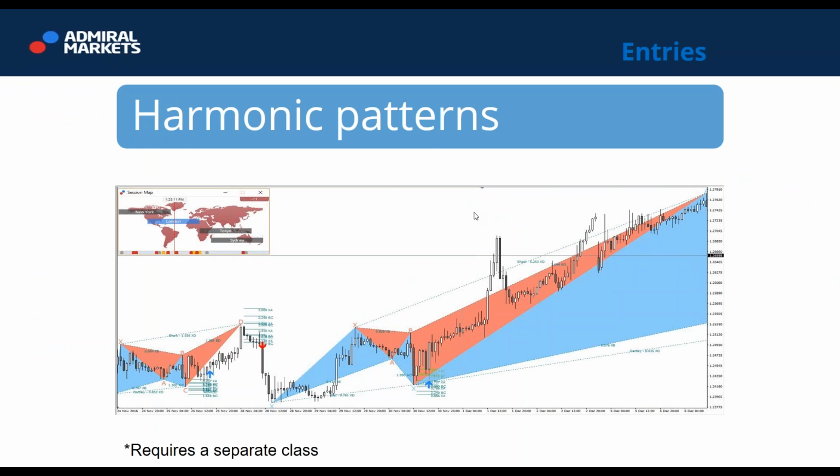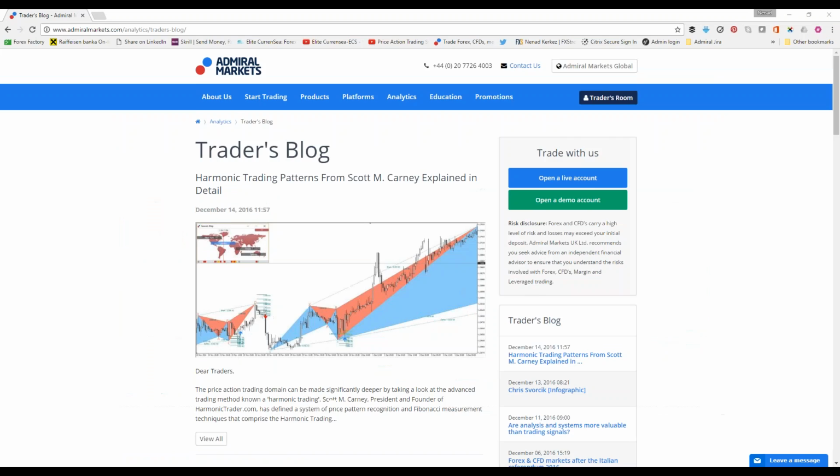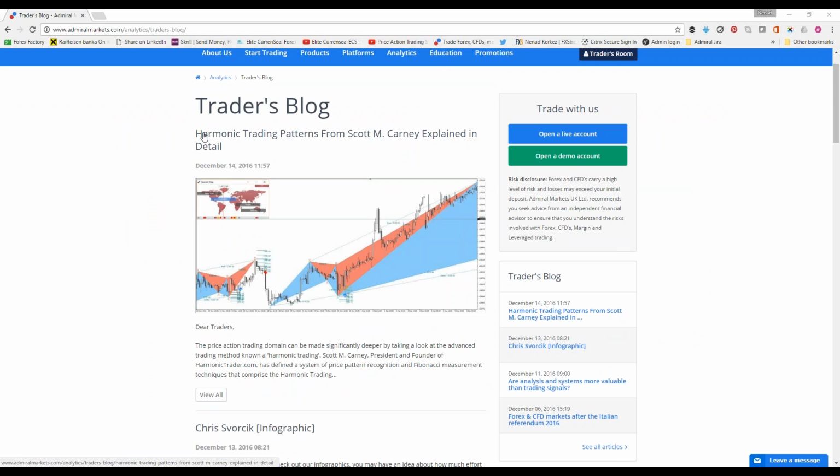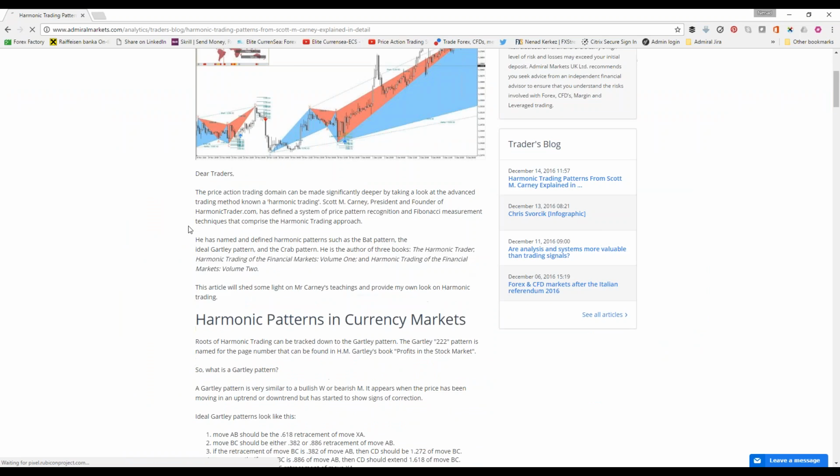Harmonic patterns, for all of you who don't know what harmonic pattern is, guys, well, I might give you a nice information. Today I published a trader's blog, guys. You can see it on Admiral Markets website. Trader's blog, Harmonic Trading Patterns from Scott M. Carney explained in detail. Okay, and here it is.